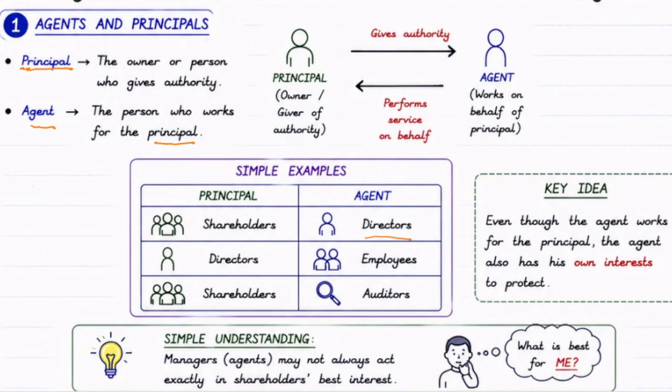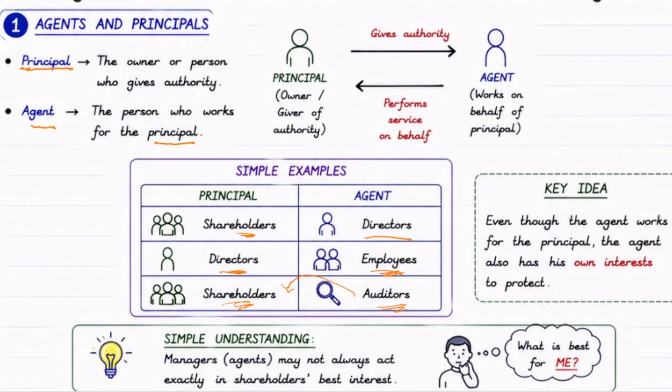Because the directors work on behalf of the principal. They manage the assets on behalf of the shareholders, which is the principal, okay? Directors are principals for employees, okay? Because the employees work for the directors. The shareholders are also principal for the auditors, because the audit report is for the shareholders.